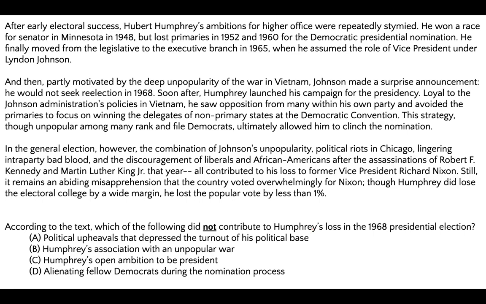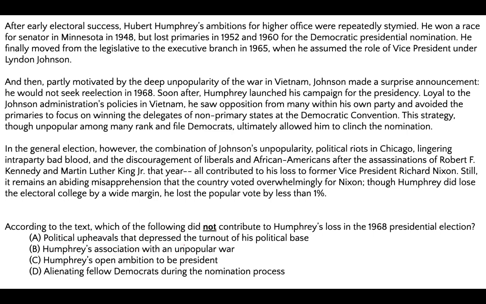This one is not obvious, but there's some inferences you can make: that his political base were the liberals and the African Americans here. And the political upheavals, the riots in Chicago and the assassinations of major political figures and social figures, that's basically what happened here. They didn't show up to vote. So that's in there. This did contribute to Humphrey's loss. So it can't be A. A is wrong. We're looking for things that did not contribute.